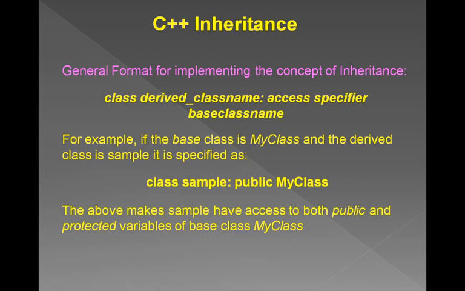This is the syntax for creating inheritance: class, derived class name, access specifier, base class name. For example, if the base class is my class and the derived class is sample, it is specified as class sample colon public my class. The above makes sample have access to both public and protected members of the base class my class.